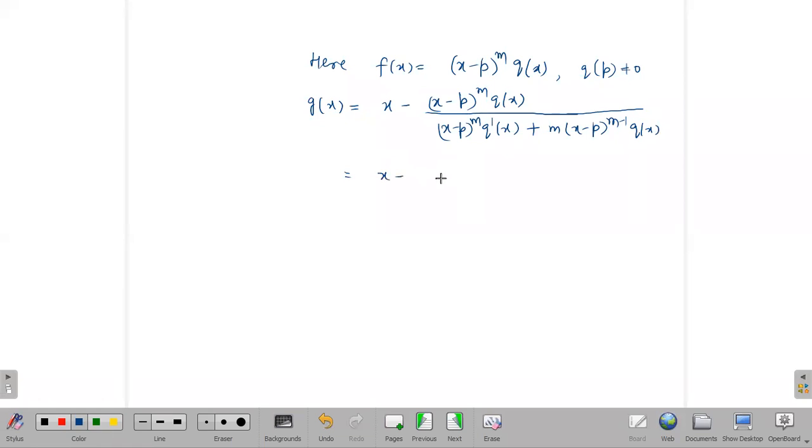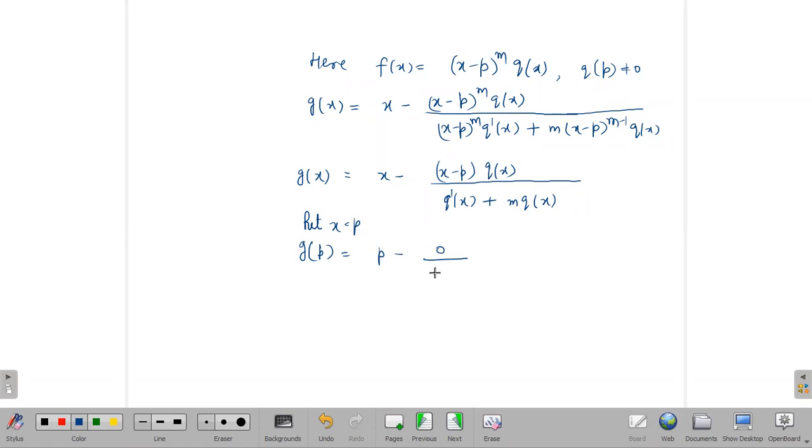And if you solve it, it will be x minus p into q of x divided by q dash x plus m times q of x. This you will get as a g of x in case of multiple roots. So now if you check at p, means if I put x is equal to p, then what are you getting? p minus 0 by some non-zero number, because from here you can see q of p is non-zero. So it is 0, then you will get p, means p is a fixed point for this function.